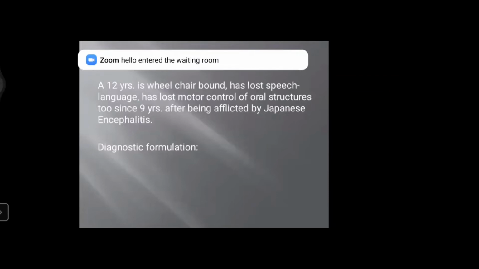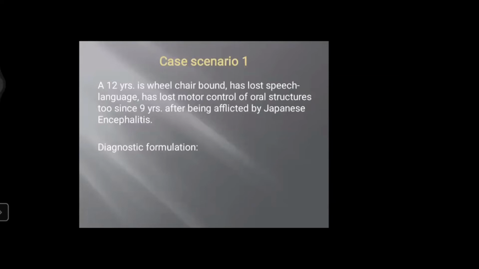There was a 12-year-old child who was wheelchair bound, and she was having a lot of dyskinesia, a lot of movements. She would have spasms, her hand would go somewhere and her legs would go somewhere, and she was not controllable. She would fall down from the wheelchair also, and her tongue was totally outside like this. She was not like this before. She was afflicted by Japanese encephalitis at 9 years of age, and then she lost her motor abilities, her speech and language control, lost cognition, lost everything actually.